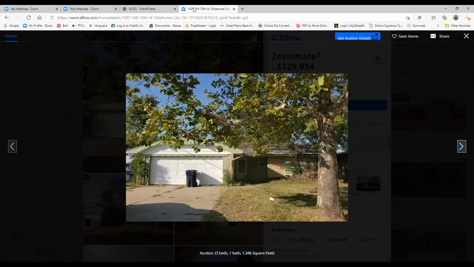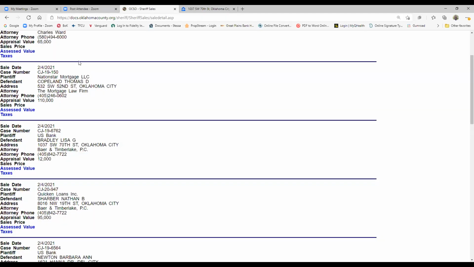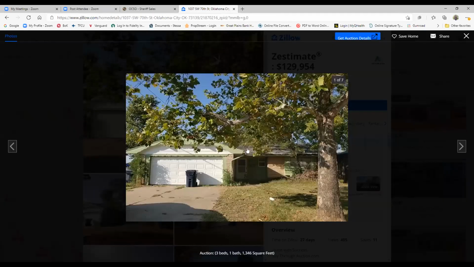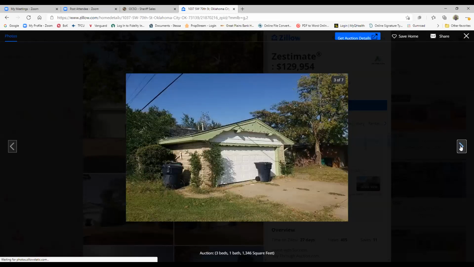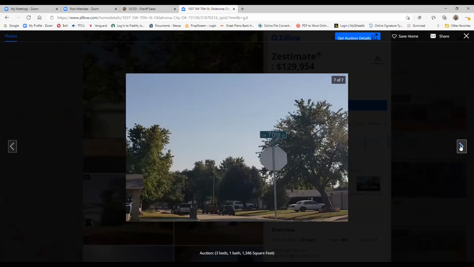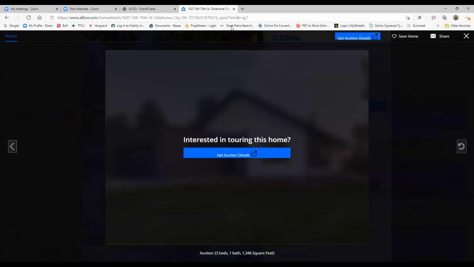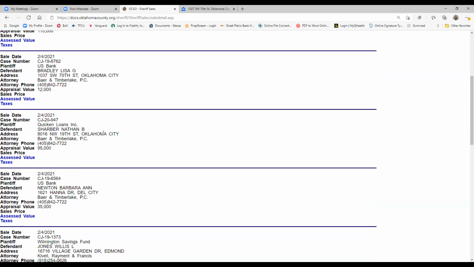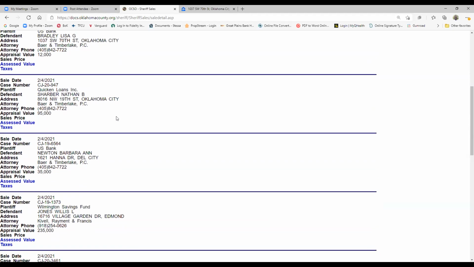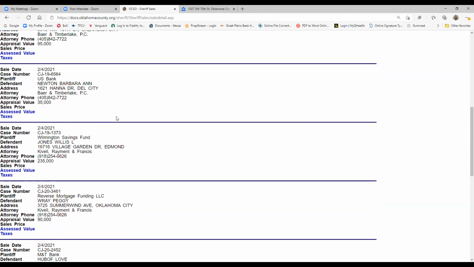Did I get the right one? 1037 Southwest 70th, right? Yeah, that's it. So I bet you 9 times out of 10, this house is burnt down, because if it looked like that, it would have more value, right? So 9 times out of 10, that property ain't there. So that's, again, buyer beware. You can look at pictures online, but when you get out there, you may have a whole different deal, right?